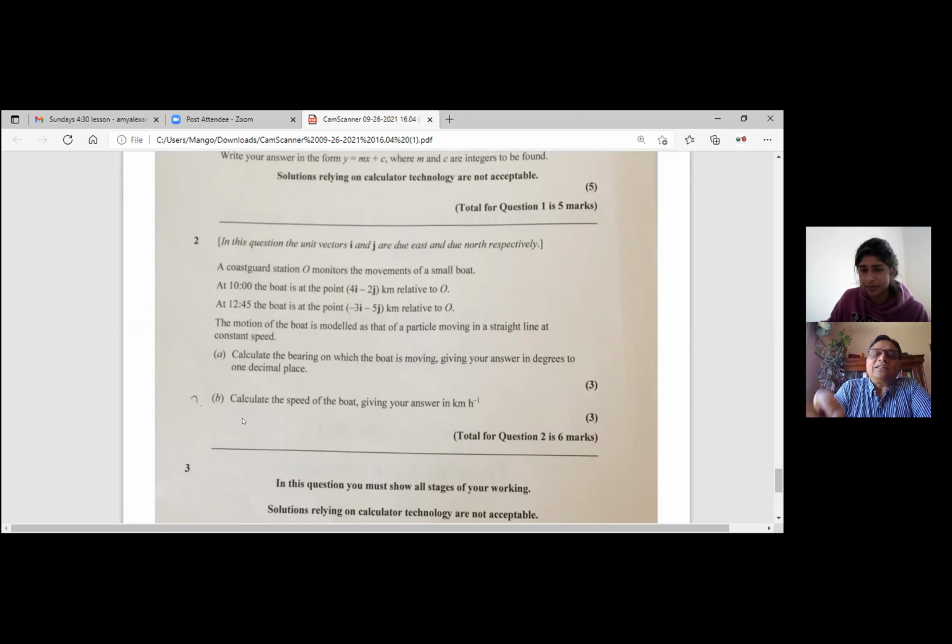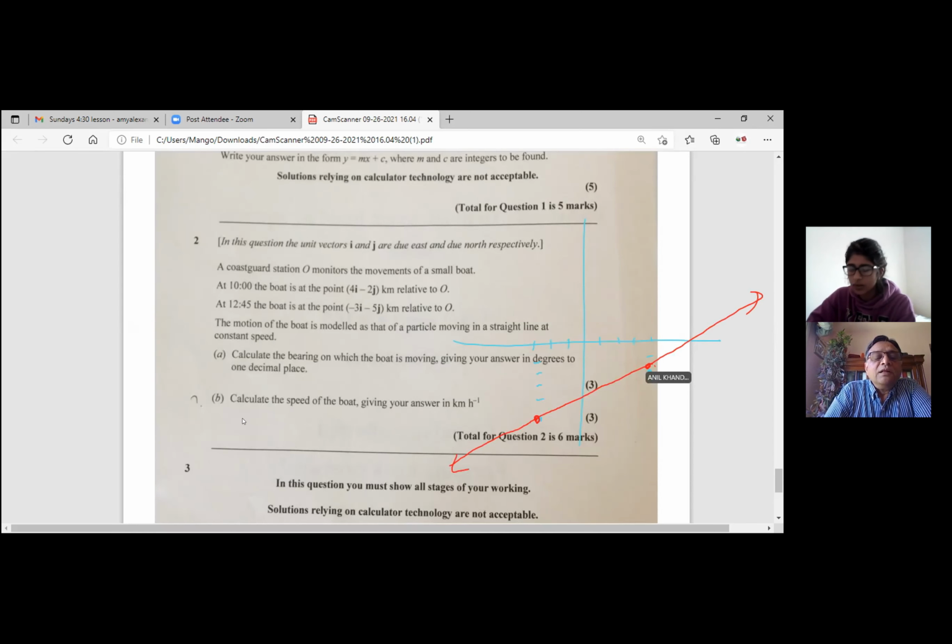The angle from the north, that's what it means. So first thing, you have to sketch. 4i minus 2j: let's say this is 1, 2, 3, 4 on this side, and minus 2j means the point is here. Then the second point is minus 3i minus 5j, so 1, 2, 3 and minus 5, approximately here. Let me connect the two points with a line.